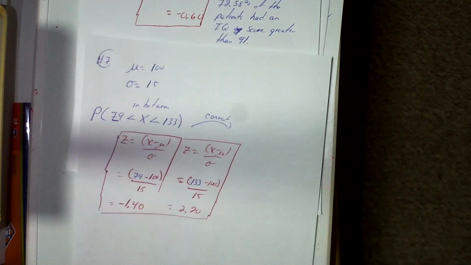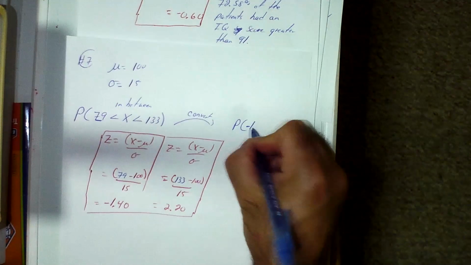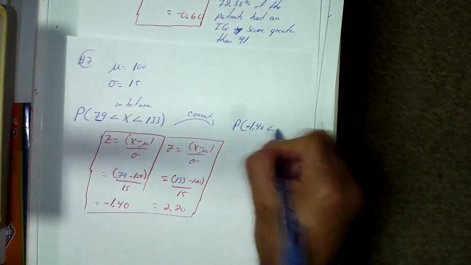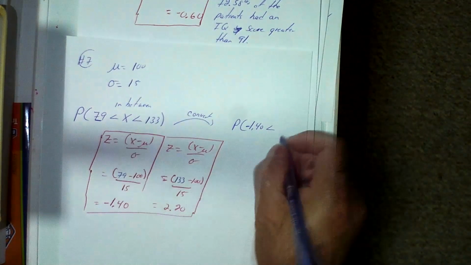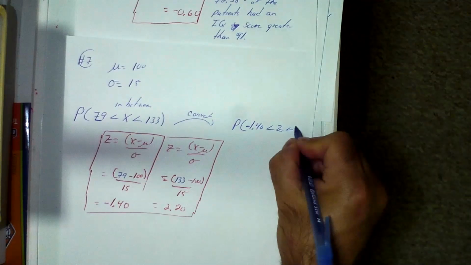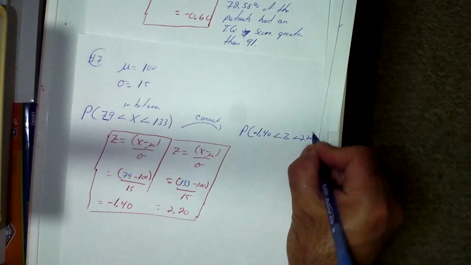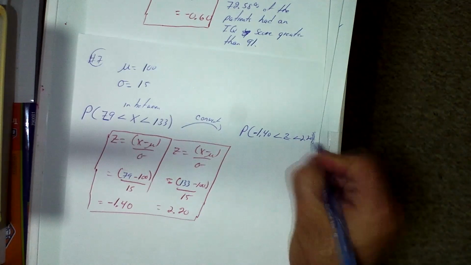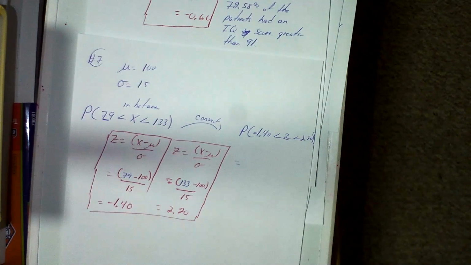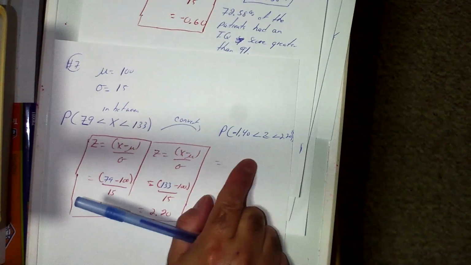Okay. So now that we converted them, I'm going to put these two numbers in my probability statement. So now I'm going to put negative 1.40 less than, we don't use the X anymore, we're using the Z, because we're converting from real life to a Z. And then I'm going to put my 2.20. I barely have space. And as you recall, how do we handle an in-between?